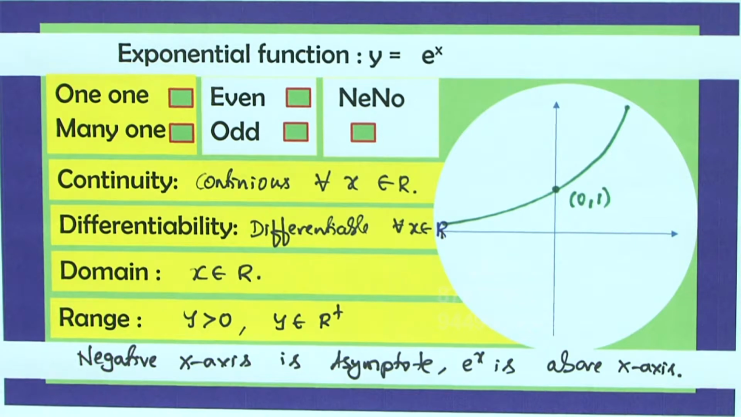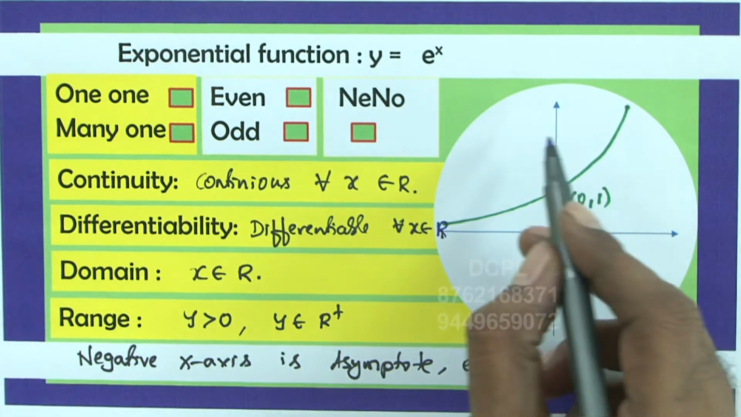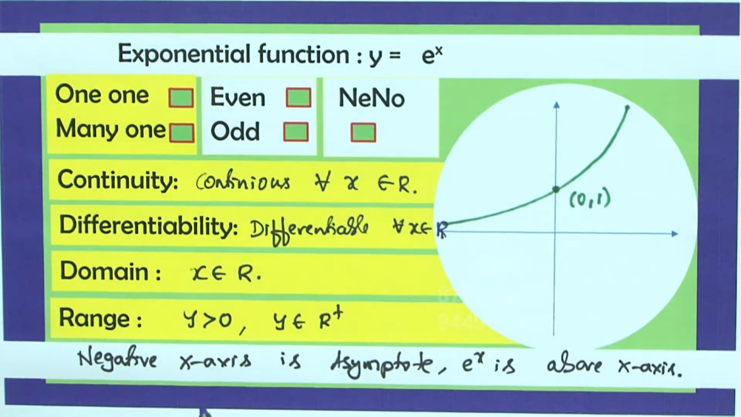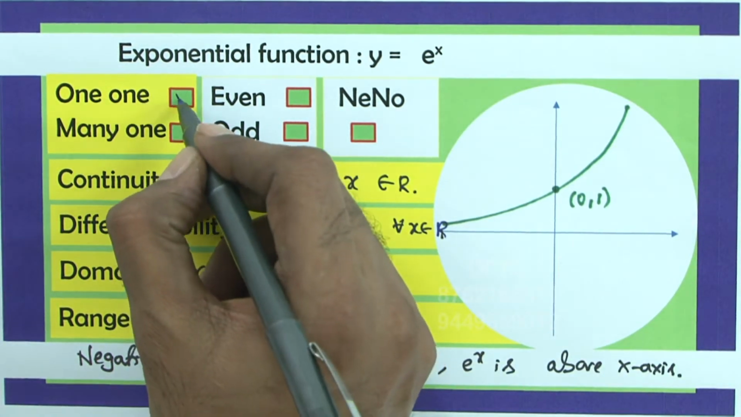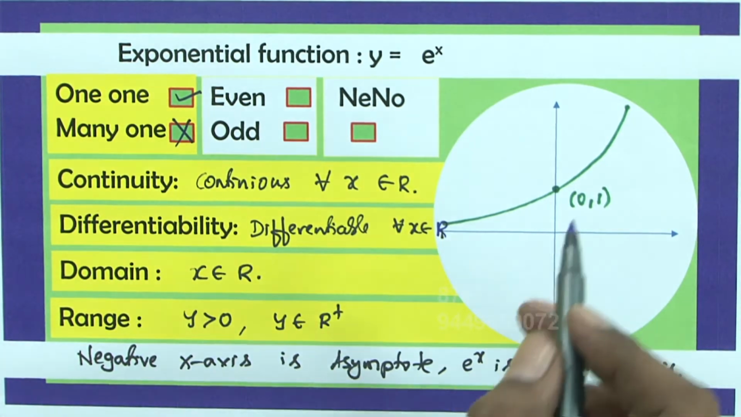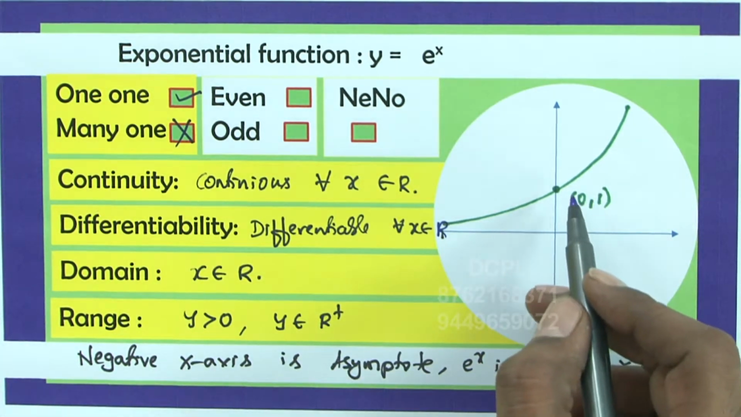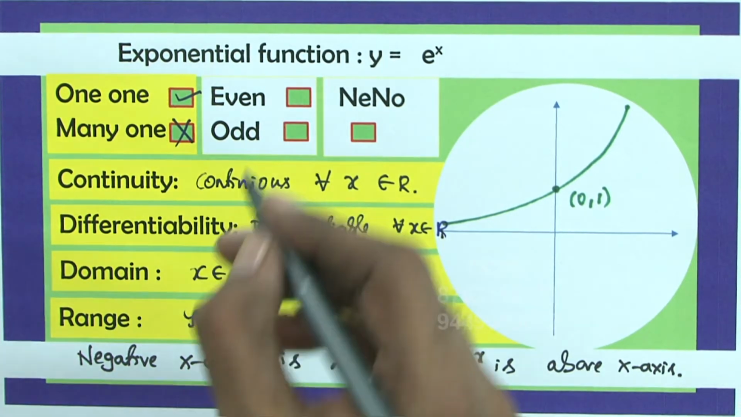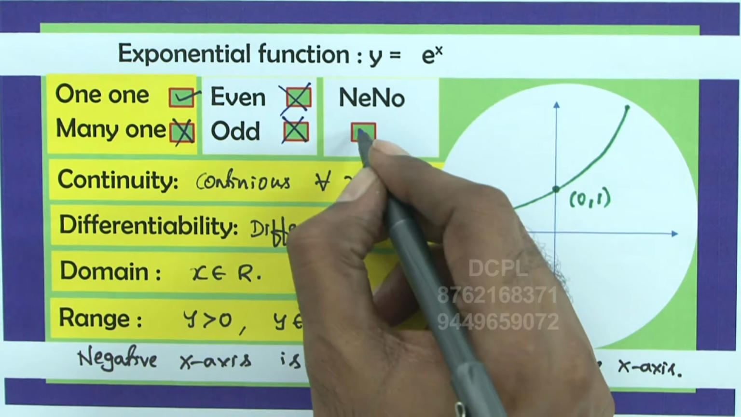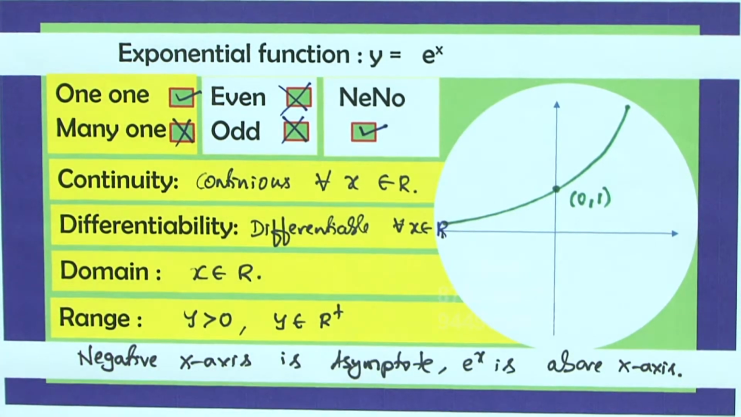And whether it is one-one or many-one is the question. Any line drawn parallel to the x-axis meets the graph at only one point. Therefore, it is one-one and not at all many-one. And it is neither symmetric nor antisymmetric. Therefore, it is neither an even function nor an odd function. This is a neither even nor odd function. And of course, this is not a periodic function also.